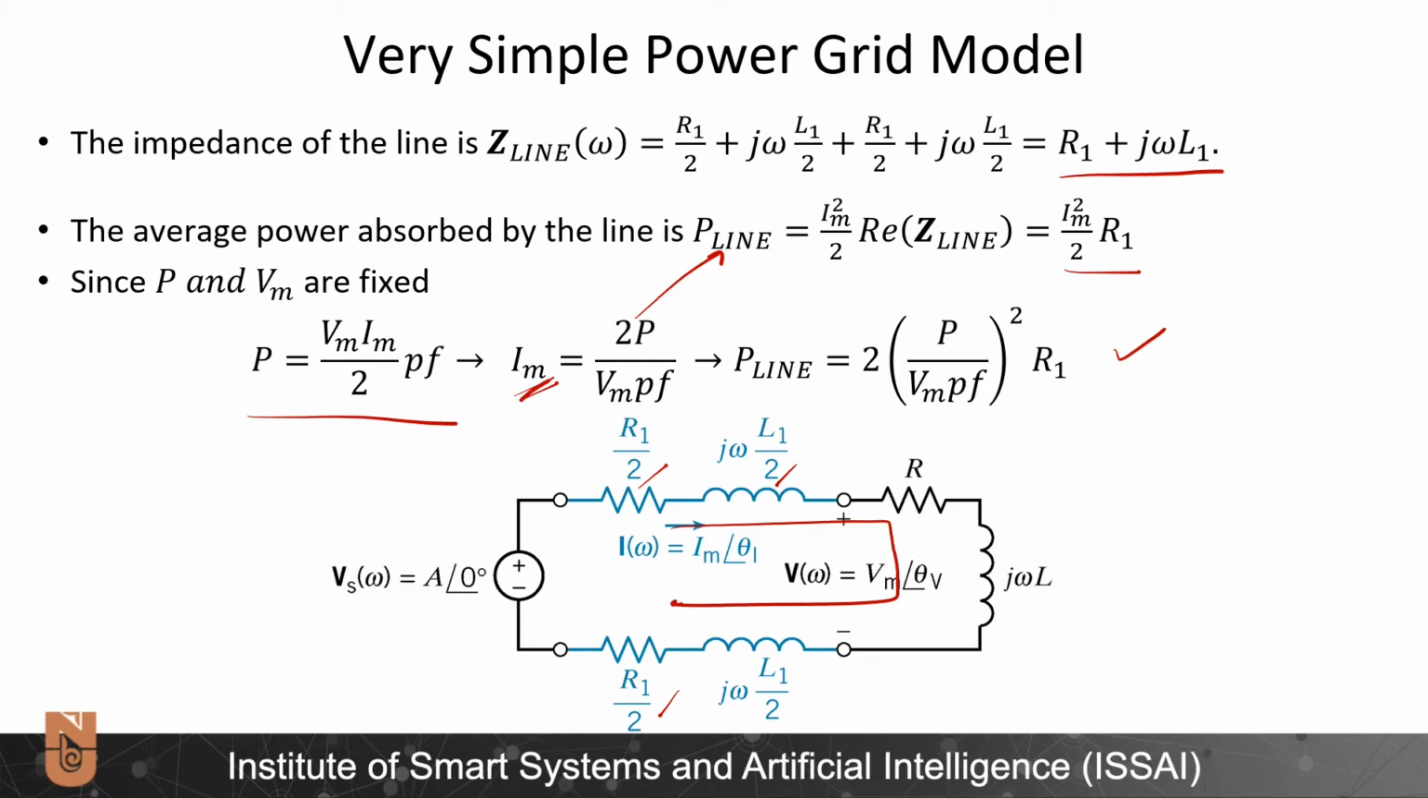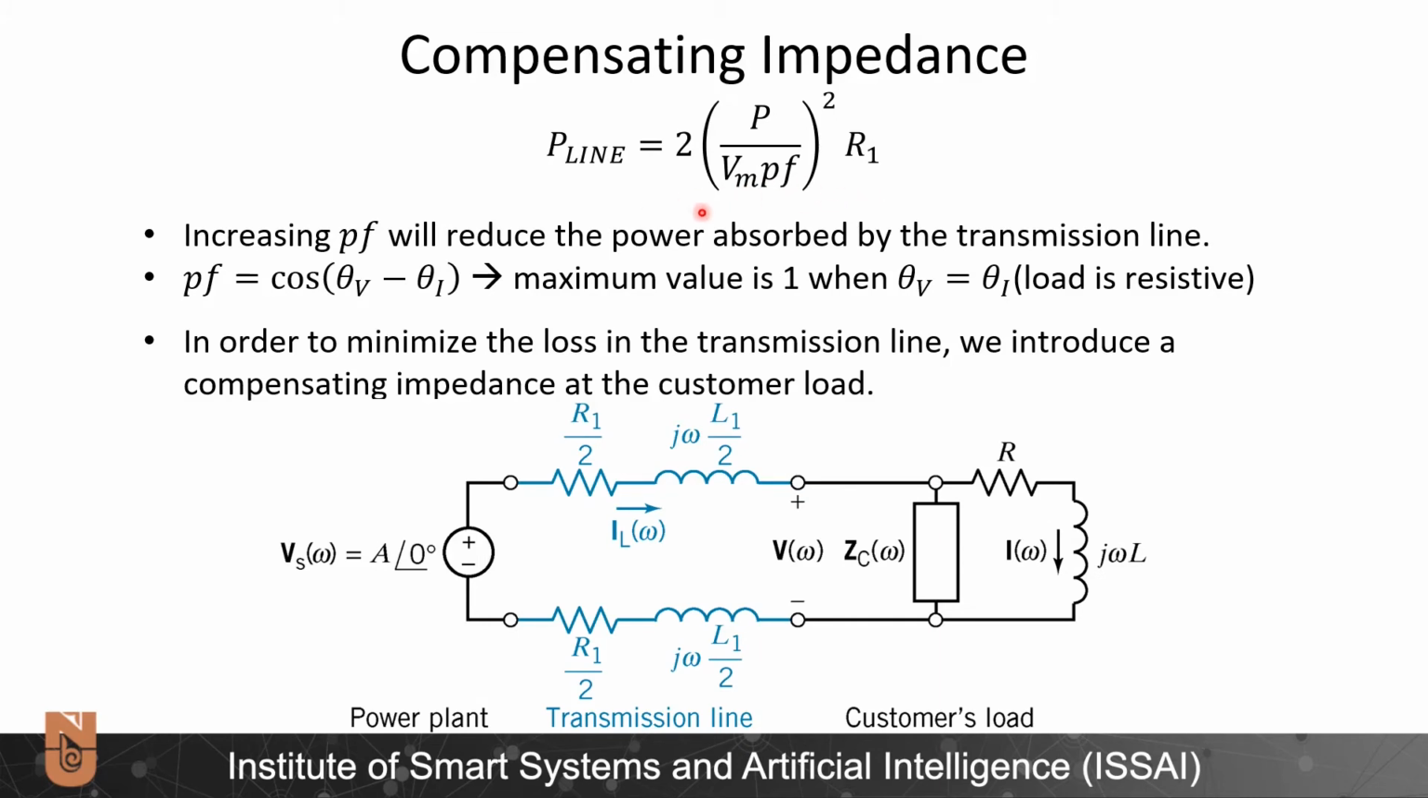Now I need to figure out how to minimize this. When we look at this equation, we see the PF in the denominator. Therefore, increasing the power factor will reduce the power absorbed by the transmission line. Power factor is given as cosine(θv − θi). Since it is a cosine function, the maximum value is 1. And this will be achieved when θv is equal to θi, which in other words means that the load is resistive.